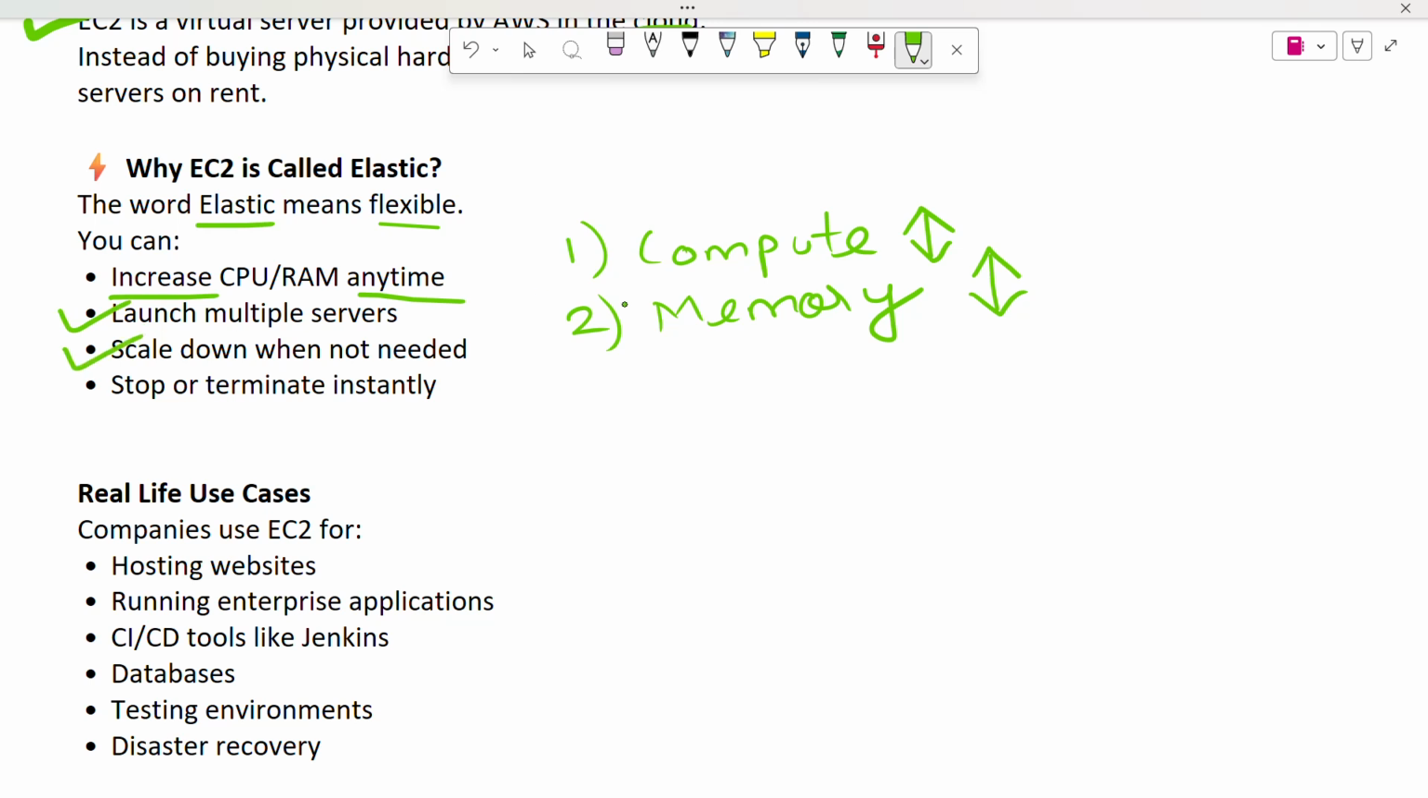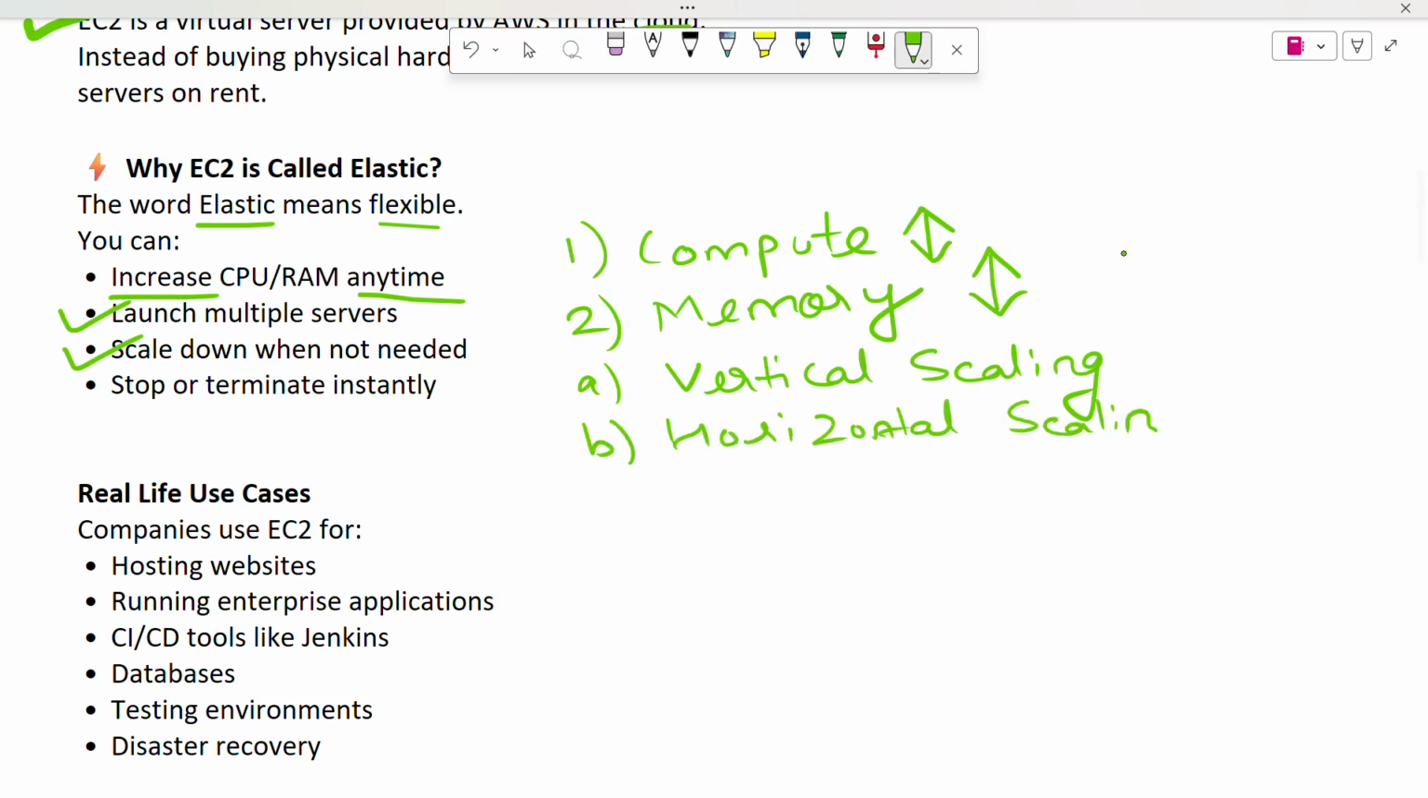Scale down when not needed. What do you mean by scale down? Scaling comes in two ways. The first one is vertical scaling, and the second one is horizontal scaling. Now, what is vertical scaling? Vertical scaling means you can modify the instance with respect to its CPU, its memory, and other such resources vertically. That means if a particular instance has two CPUs, I can modify it to, let's say, four virtual CPUs and so on. That is, I am going to increase the capacity of that instance.